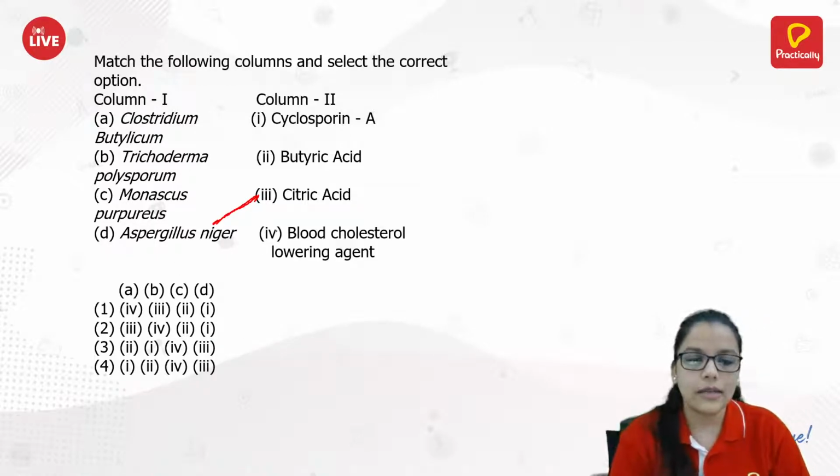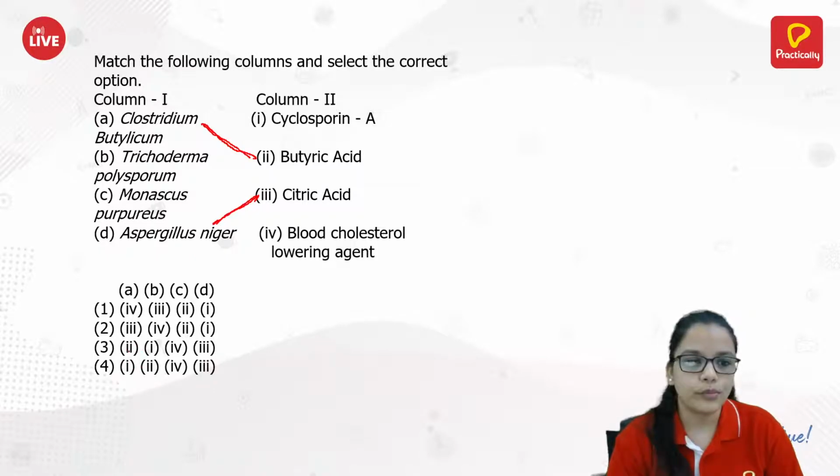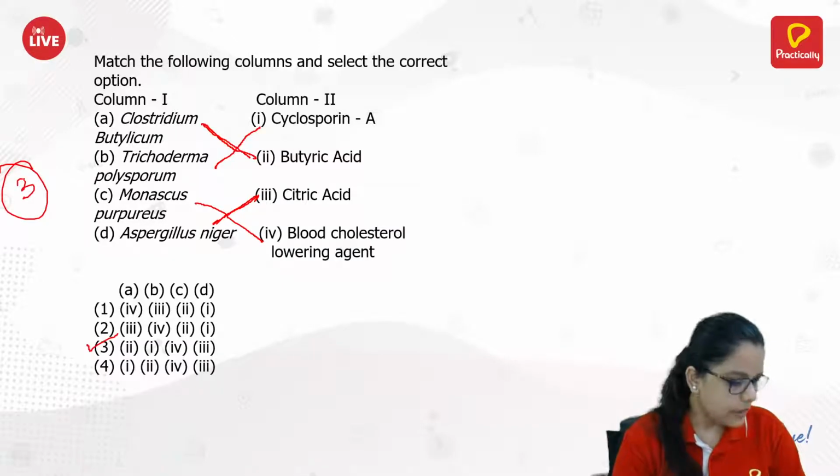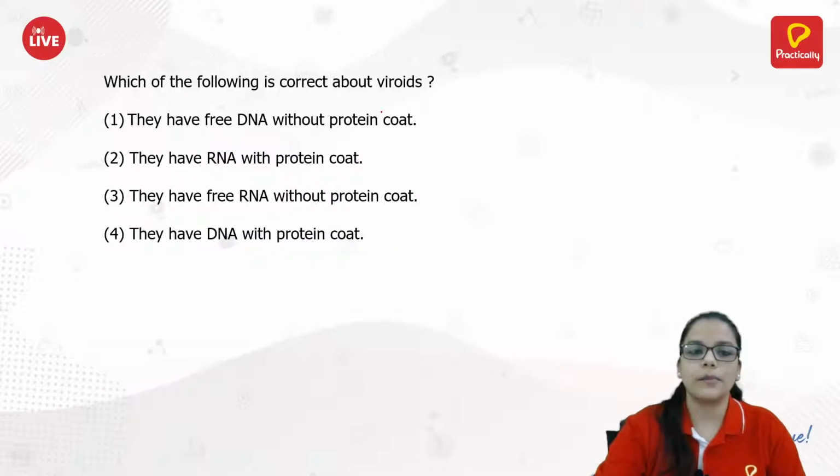Now, as I said, Aspergillus niger helps in production of citric acid. Clostridium butylicum helps in production of butyric acid, so A2. So the option might be 3. Let's see. E1, Trichoderma helps in cyclosporin, sure, and Monascus purpureus helps as a blood cholesterol lowering agent. So the answer is 3.